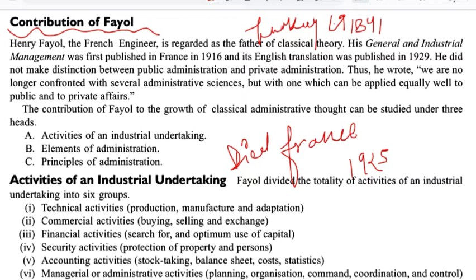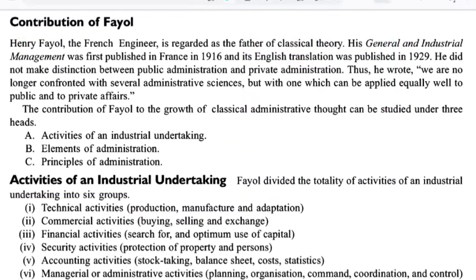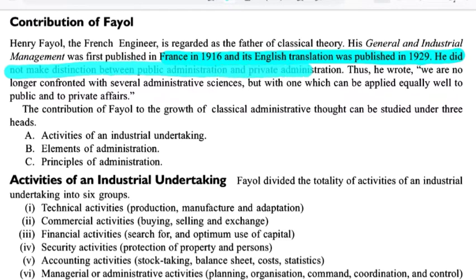Henri Fayol, the French engineer, is regarded as the father of the classical theory. His General and Industrial Management was first published in 1916 and its English translation was published in 1929. He did not make any distinction between public and private administration.